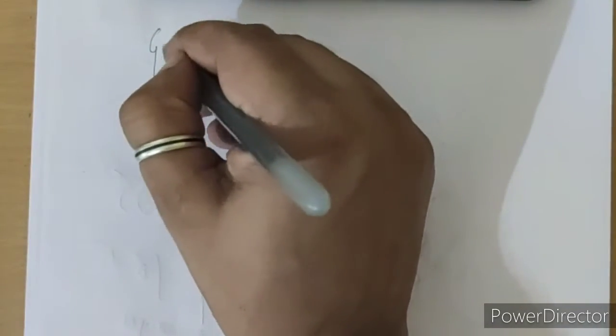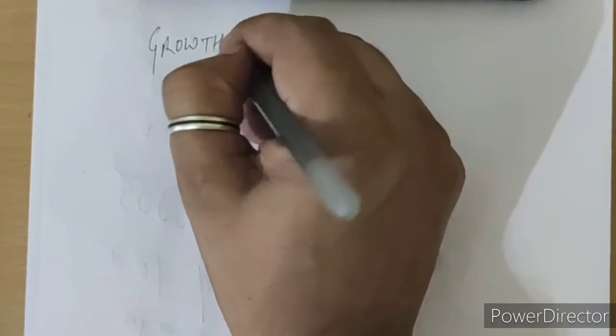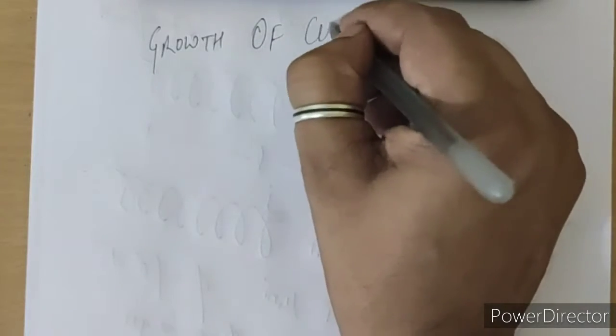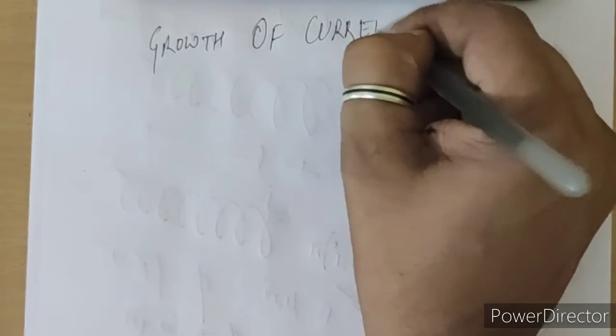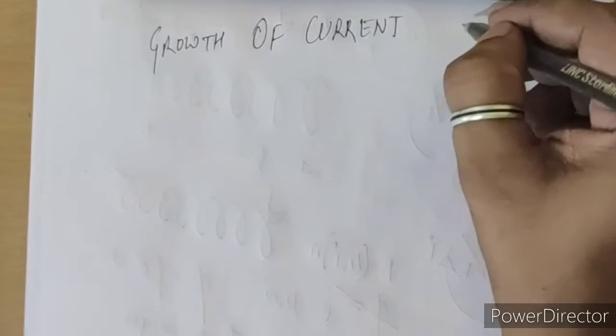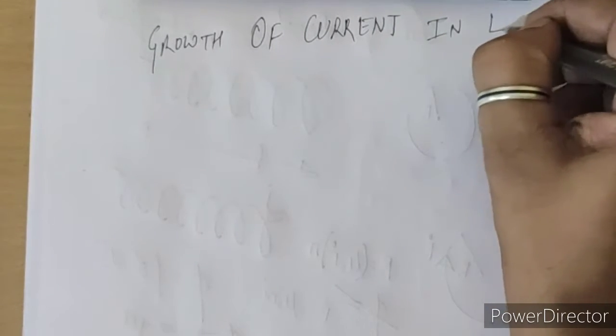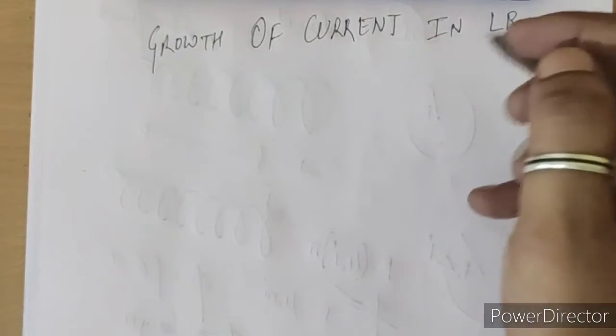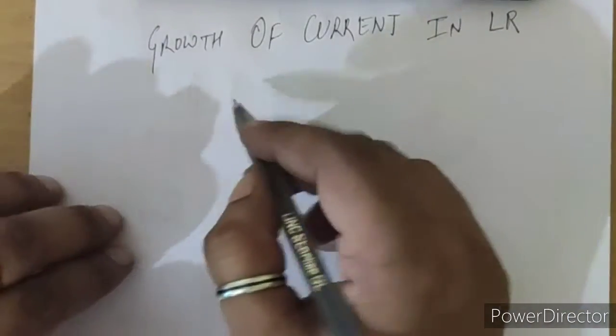I am going to talk of growth of current in LR circuit. So what is basically LR?